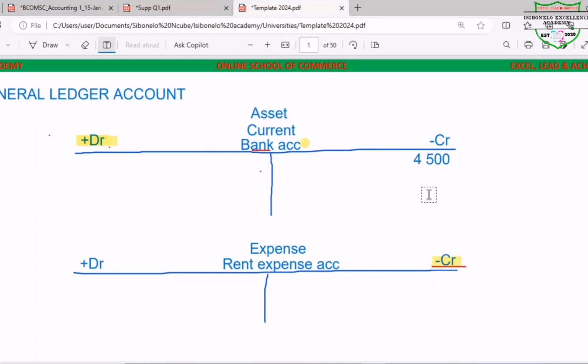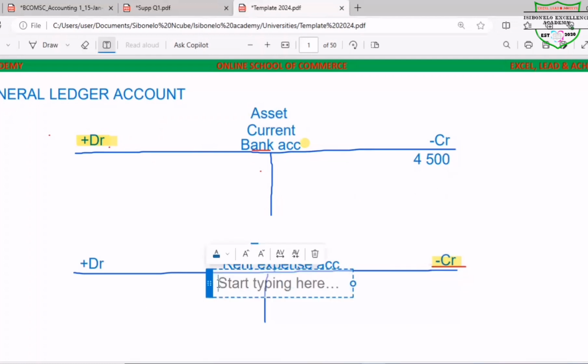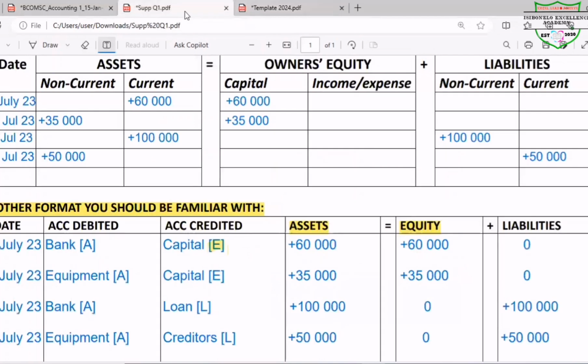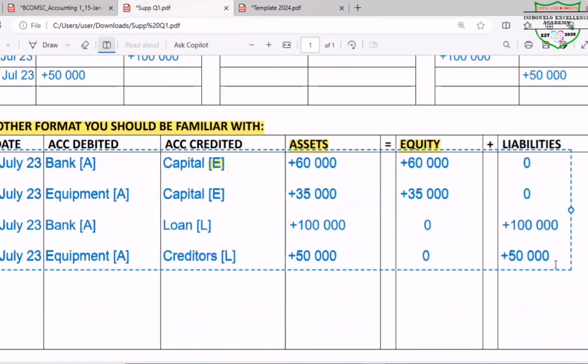And then the double entry principle: if one account is credited, obviously the other one must be debited. So this one will be debited 4.5, as we are recognizing the expense incurred. Now let us show the effect in the equation.